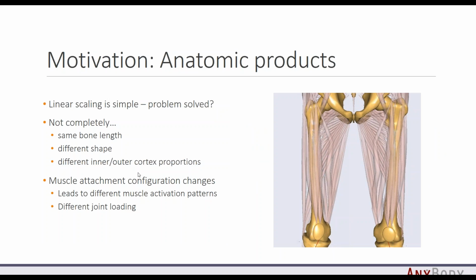So most of the described cases can be solved by using linearized individualization schemes. We can basically scale most of the bones linearly, and maybe this is enough. Well, not completely, because for the same bone length, we could have a very different shape, as you can see on the video. On this video, you can see that roughly the same femur length can have a very different shape.